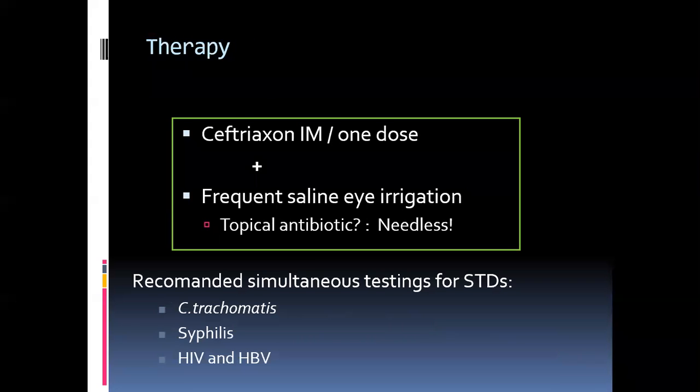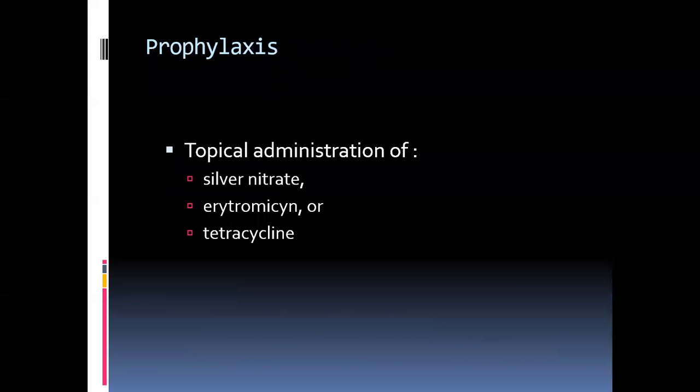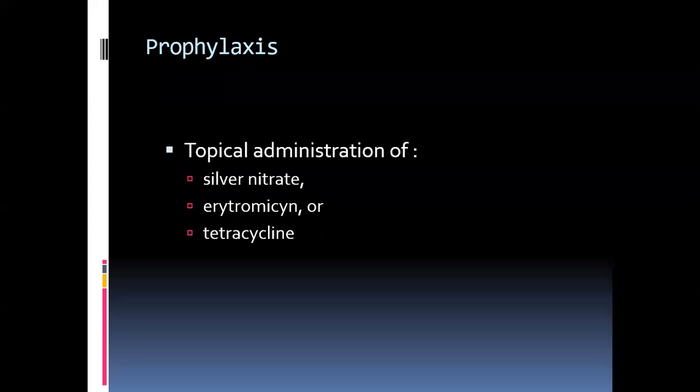How we can treat a patient with Neisseria gonorrhea: give ceftriaxone. For prophylaxis, first of all there is topical administration, such as silver nitrate. We can also give erythromycin and tetracycline as prophylaxis against Neisseria gonorrhea infection. So this is all about this kind of infection.